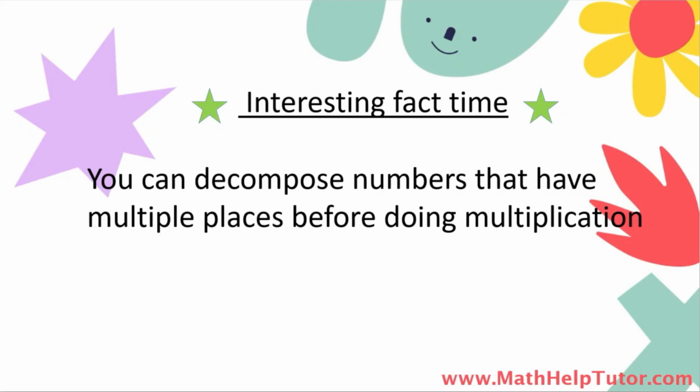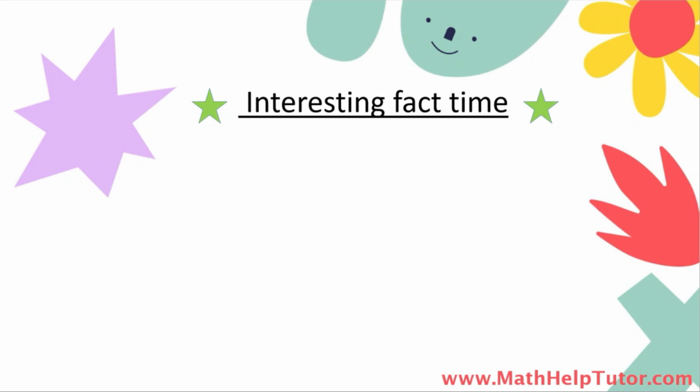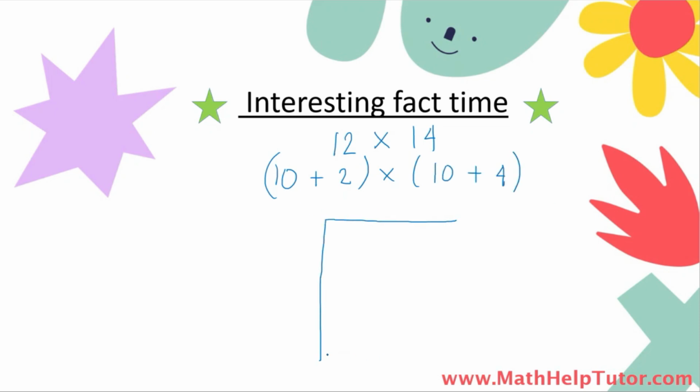Do you know that you can decompose numbers that have multiple places before we perform a multiplication operation? For example, if we want to multiply 12 and 14, we can decompose these numbers as 10 plus 2 and 10 plus 4. So 12 becomes 10 plus 2, and 14 can be decomposed as 10 plus 4. Let's now create a rectangle that reflects the decomposed numbers.